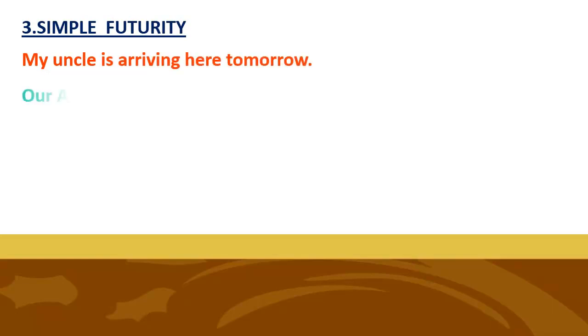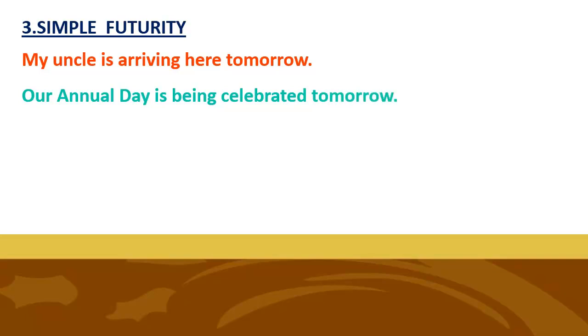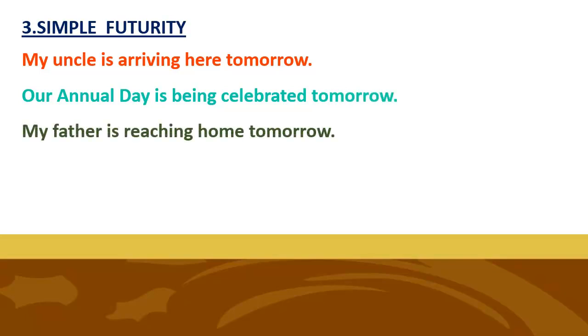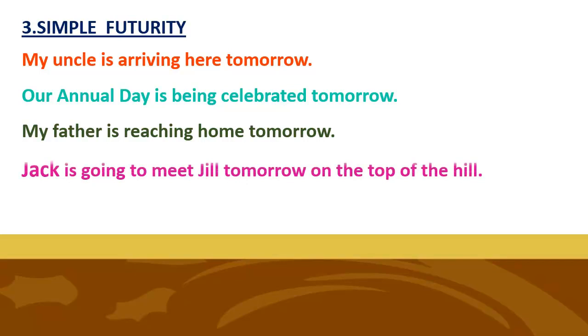Now children, simple futurity. My uncle is arriving here tomorrow. Our annual day is being celebrated tomorrow. My father is reaching home tomorrow. Jack is going to meet Jill tomorrow on the top of the hill. Jack is standing by the fire. So children, in all these cases, it gives a simple futurity. So in this sense, present progressive or present.